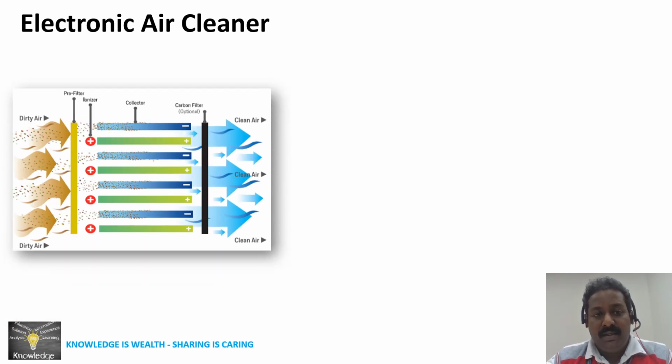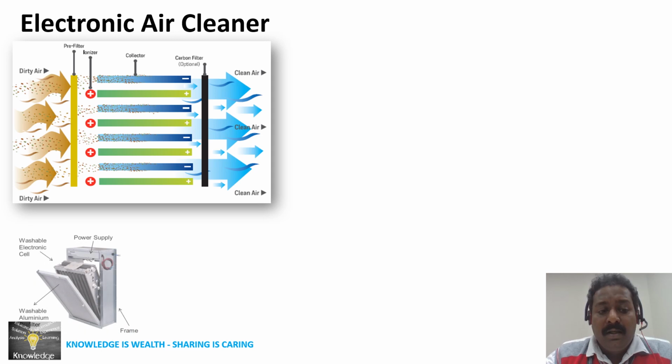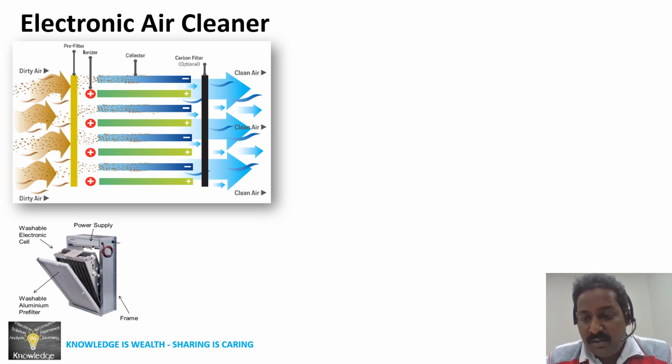Let us quickly discuss the electronic air cleaner, a new technology available in the market to improve indoor air quality. It is a compact combination of both a pre-filter and a back filter or coarse filter, but it is electrically powered. The aluminum pre-filter filters 10 micron particles; it is a washable aluminum filter. The coarse filter is also washable, with electronic cells.